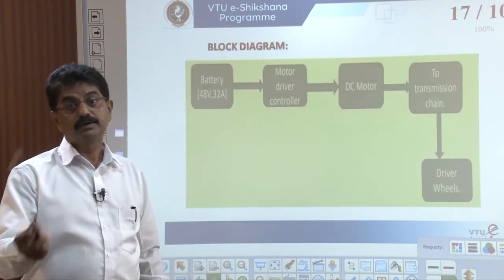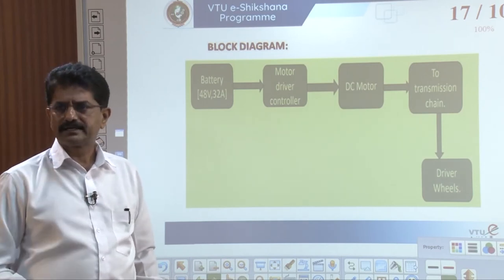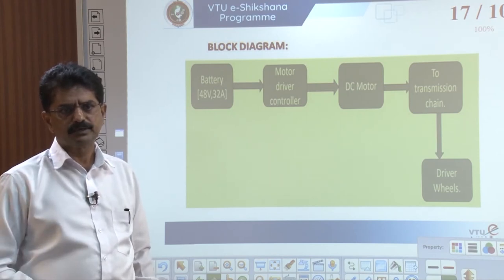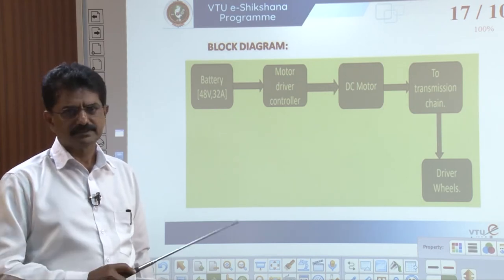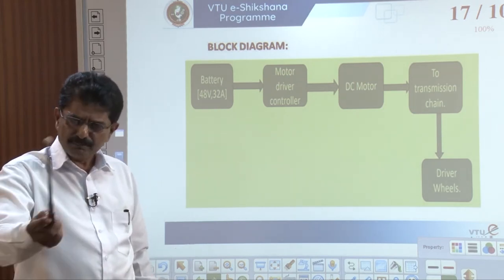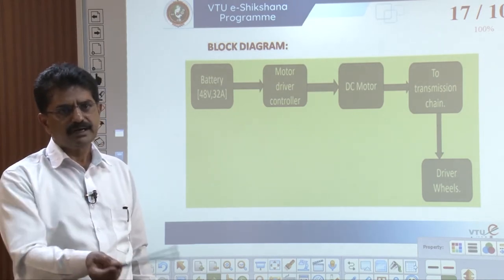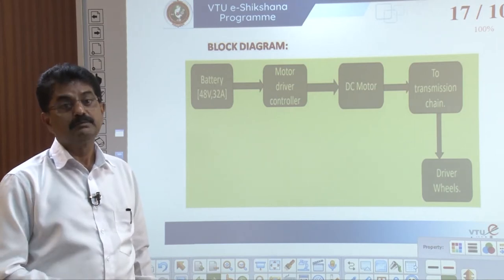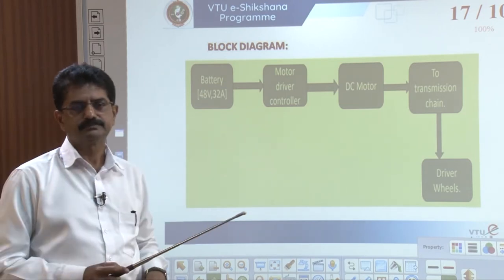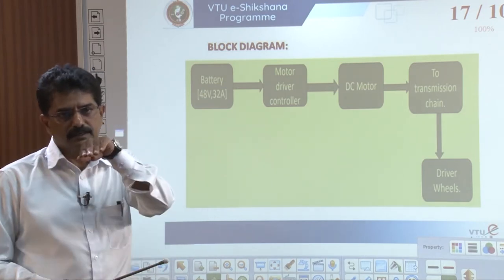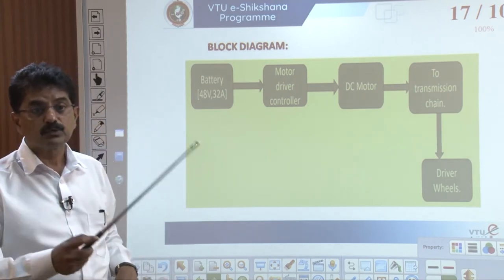Battery, the important block in the block diagram for any type of electric vehicle. Here we have designed an electric vehicle, a 48 voltage, 32 ampere, motor control is required, there is a DC motor, transmission, there are driver wheels. These are the important factors, the important basic structure of any type of electric vehicle. Batteries are required. When the battery is connected to a motor, in between there is a motor controller. Controller means we can switch it on and switch it off. But the speed we have to maintain, that can be done with the help of a motor controller.